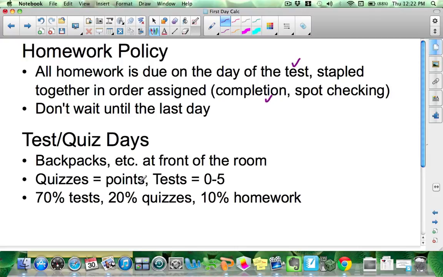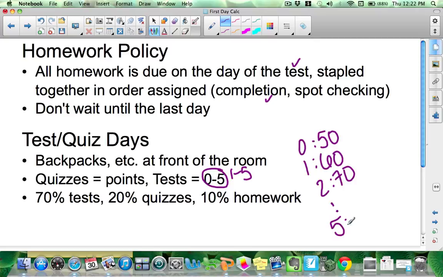I grade quizzes on a point scale. So, maybe a quiz will be out of 20 points or 30 points, and I take off 1 point per mistake. But just like the Calc AB teachers, I grade my tests on an AP scale. Now, I believe their scale was 1 through 5. I actually do a scale of 0 through 5. So if a student really doesn't even meet a minimum cutoff for what I think a 1 is deserving, you actually get a 0. So a 0 translates into a 50 in the grade book. A 1 is a 60, a 2 is a 70, and so on. And then a 5 is 100.